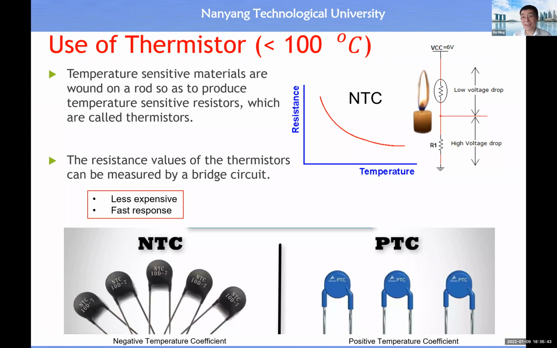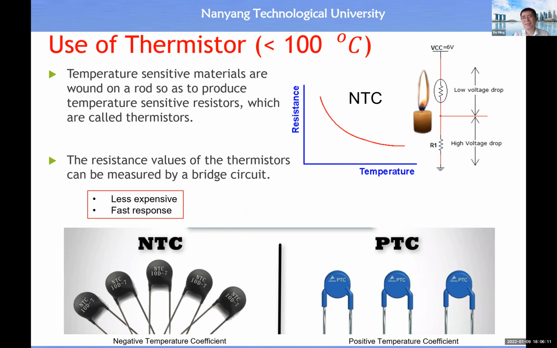So that video basically gives you a good idea about the nature of a thermistor and the use of a thermistor. A thermistor is basically a special kind of resistor, and in practice, there are two types of thermistor. One is called PTC, another is called NTC. PTC means when temperature increases, resistance value increases. NTC means when temperature increases, resistance reduces.